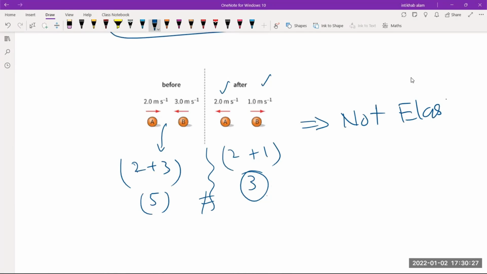So this is a very simple shortcut of checking whether any collision is elastic or not: the relative speed of approach and separation. Is it easy?